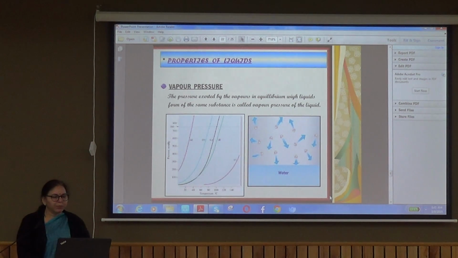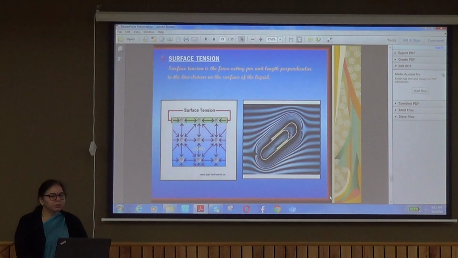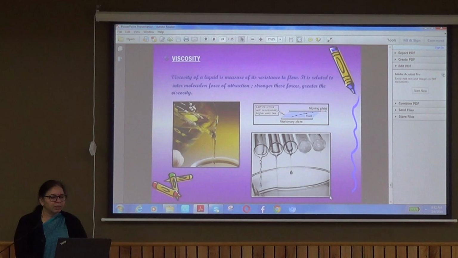Properties of liquids. Vapor pressure. The pressure exerted by the vapors in equilibrium with liquids formed of the same substance is known as the vapor pressure of the liquid. Now surface tension. Surface tension is the force acting per unit length perpendicular to a line drawn onto the surface of the liquid.